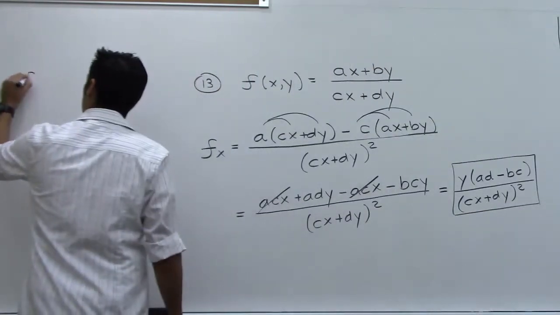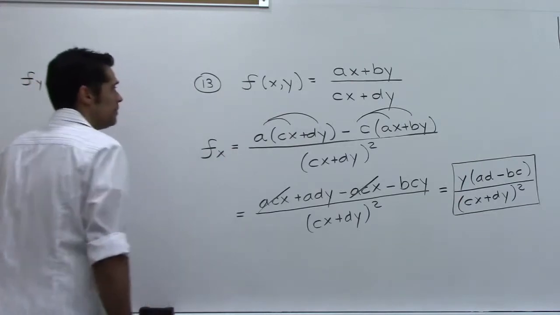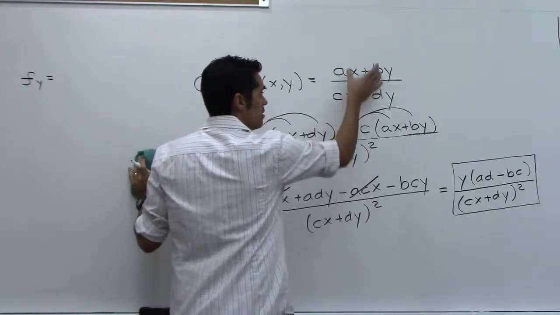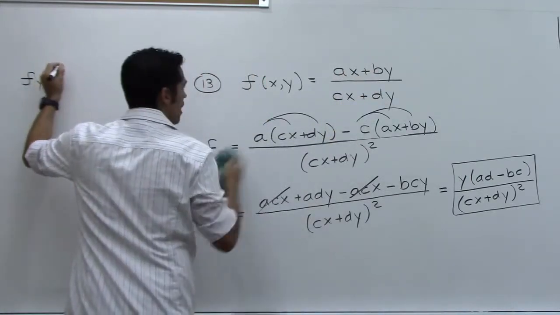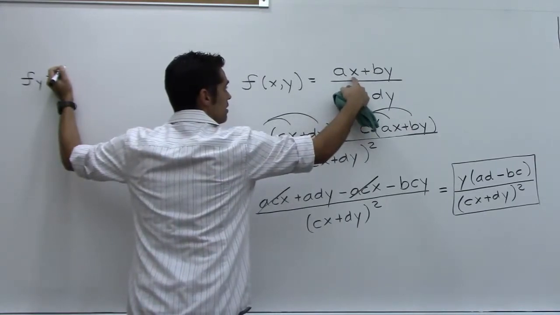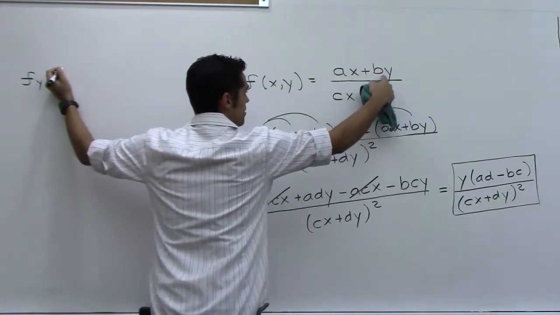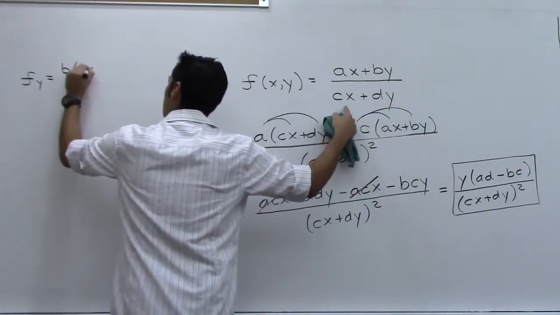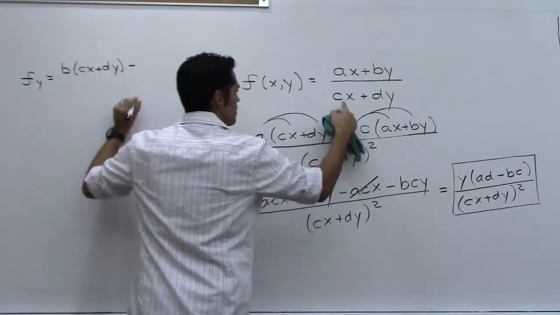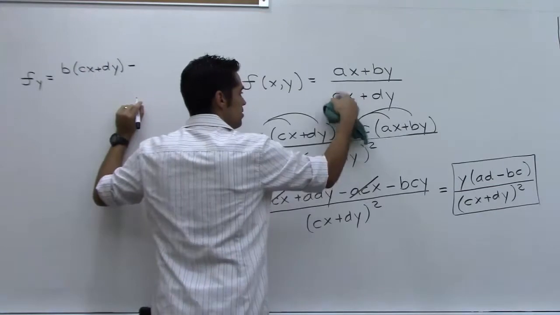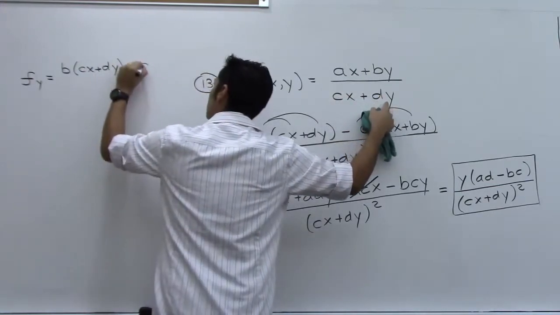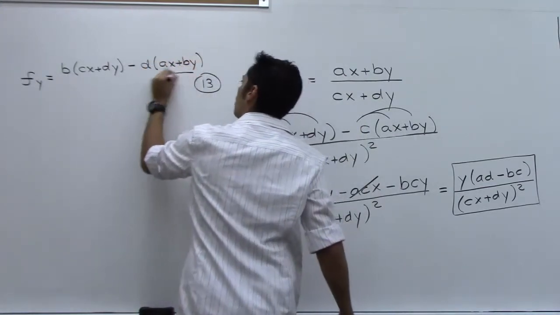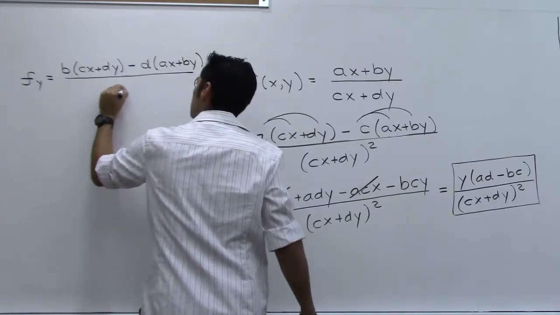Now I'll do the partial with respect to y here. So the partial with respect to y is going to be the same story, except this time we're going to treat x like a constant, which makes this a constant and this a constant. I still have to do the quotient rule. So the derivative of the top is going to be 0 here, because that's all a constant, plus derivative of b times y with respect to y is just b. So b, and now times the bottom, cx plus dy, minus derivative of the bottom, remember this is a constant, so 0 plus derivative of dy is d, and then times the top, ax plus by, all of this over the bottom squared, cx plus dy squared.